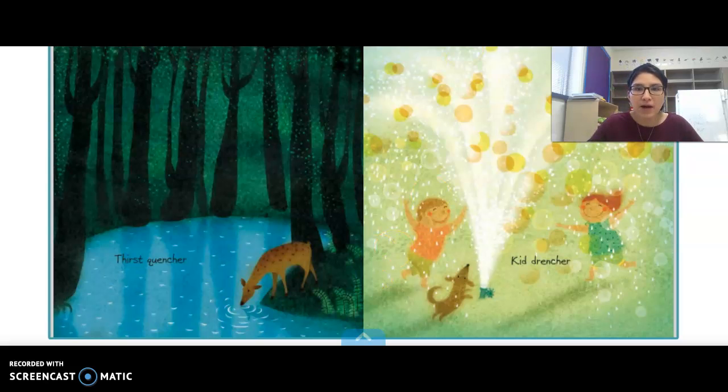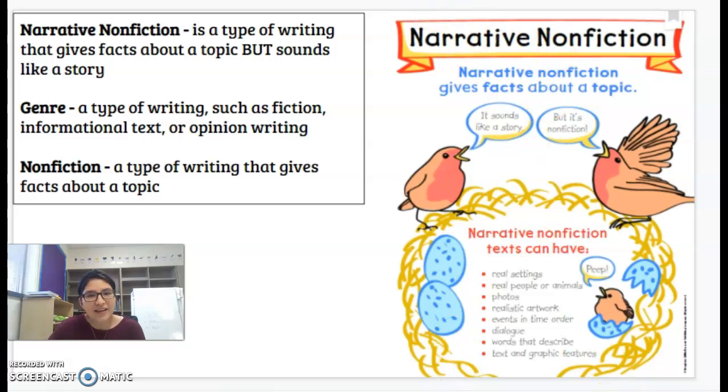Let me go ahead and go back to our poster because I have a little bit more information I want to go over with you. All right, so that's narrative nonfiction. Throughout the week, we are going to be reading and focusing on narrative nonfiction, okay? So pretty much every book I read this week will be a narrative nonfiction. We'll go over it kind of quickly, but I want you to understand, narrative nonfiction gives you facts about a topic, okay? Remember, it sounds like a story, but it's nonfiction. Nonfiction is real? Yes, okay?